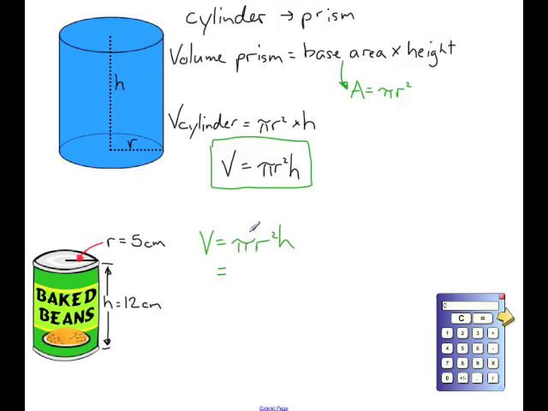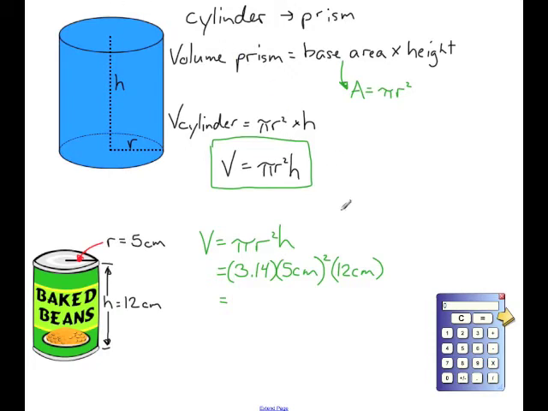So let's start by substituting our values in for these variables. So pi is 3.14 times the radius, and the radius in the question is 5 centimeters. So 5 centimeters, and that needs to be squared, times the height, which is 12 centimeters. So 12 centimeters. On the next line, we'll show our work.